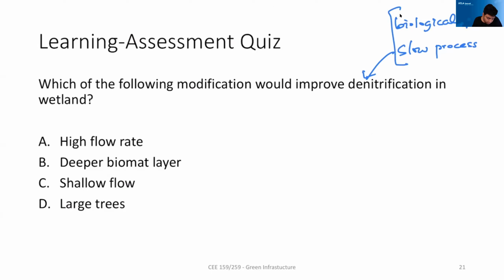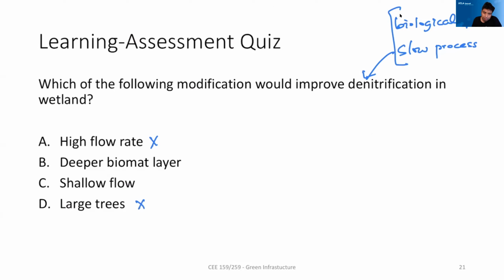So let's say high flow rate. High flow rate is obviously going to decrease the time, so that means this is not the right answer. A large tree doesn't have that much nutrient uptake because the roots are pretty deep, so you don't really see it from the water. So that's not going to work. Now you're left with B or C.